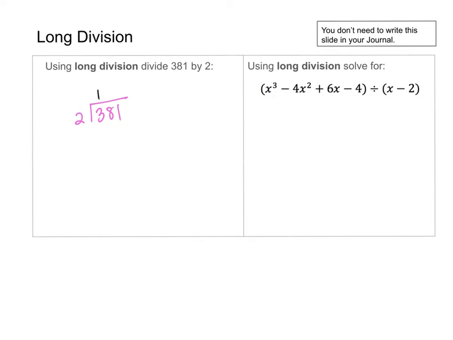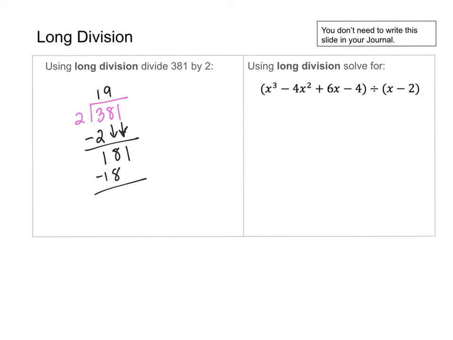And then you would do this multiplication. 2 times 1 is 2. And then you subtract. You always subtract it from what you have. And so then you have 1. And then you bring down all the other numbers. And then from there, you ask yourself, okay, how many times does 2 go into 18? And so in this case, it's 9. And so 9 times 2 is 18. And so if you subtract, you get 0.